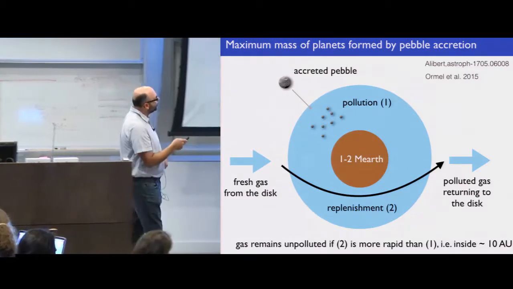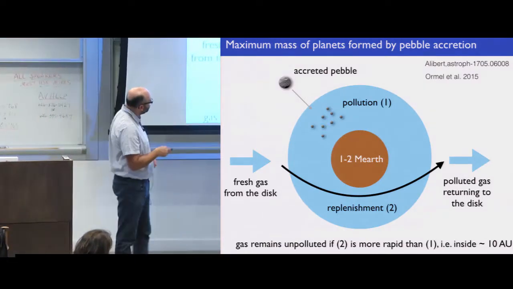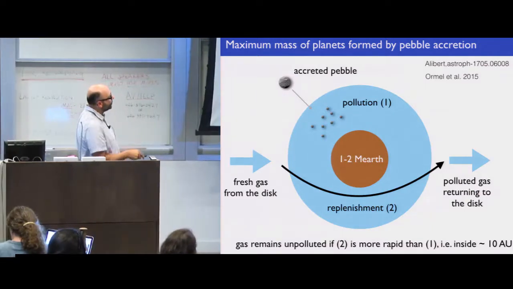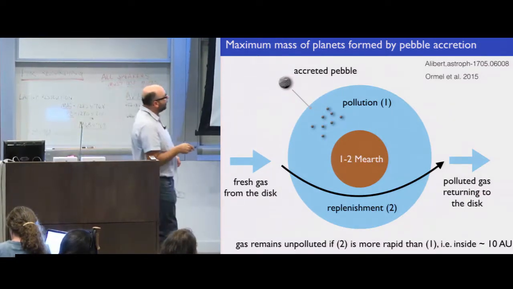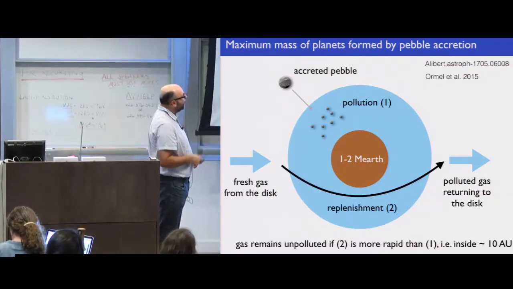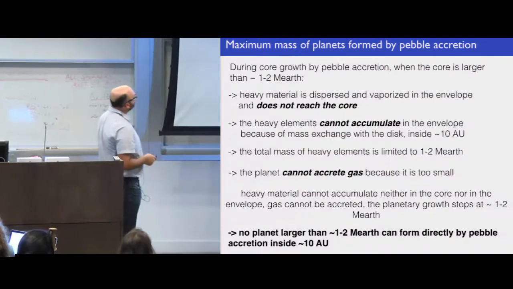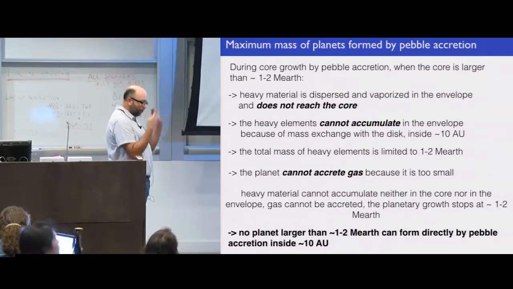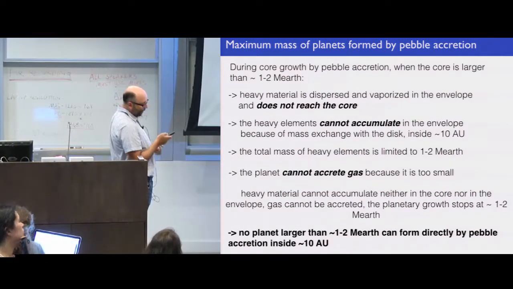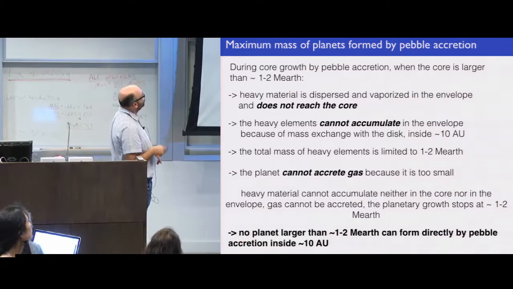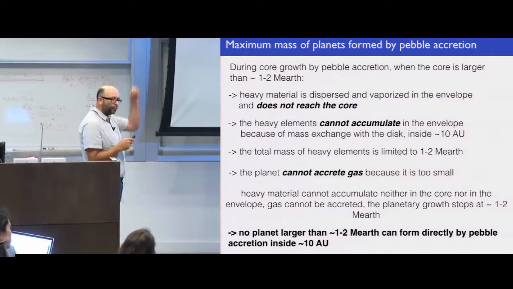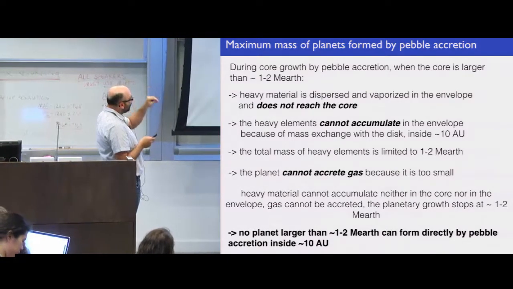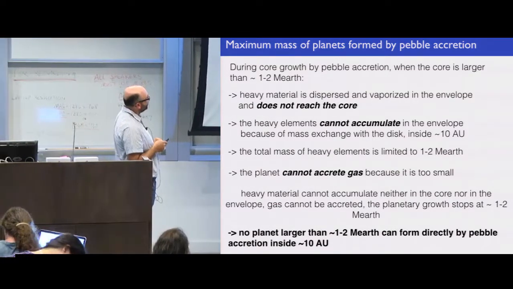So if you use the estimation like Chris Ormel and you try to see when this process is more rapid than the pollution, you see that inside 10 AU, this process is more rapid. So if you summarize this, if we take a planet that is inside 10 AU and grows by accretion of pebbles, then when the core mass reaches 1 to 2 Earth masses, the pebbles don't reach the core. So you don't increase the mass of the core. Instead, you try to deposit this mass in the envelope.